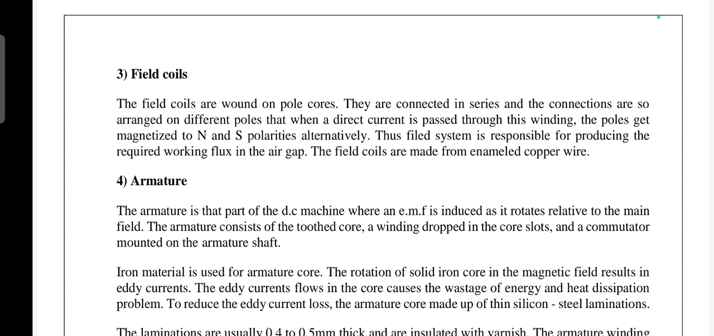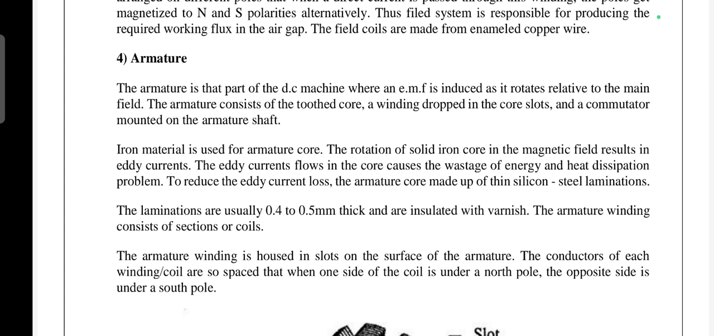The fourth one is the armature. The armature is the part of the DC machine where an EMF is induced as it rotates relative to the main field. The armature consists of a toothed core with armature slots, a winding dropped in the core slots, and the commutator mounted on the armature shaft. Iron material is used for the armature core.